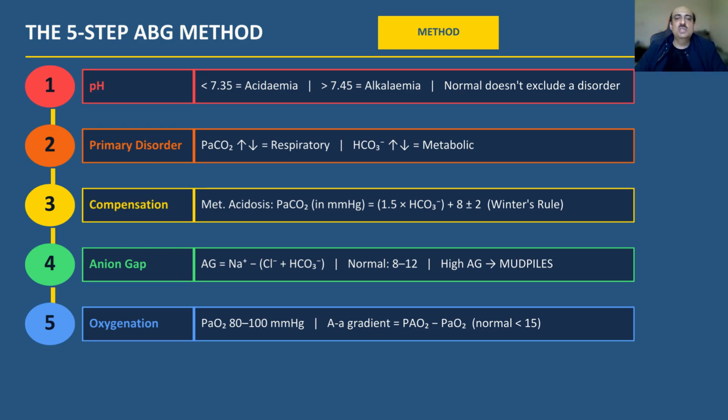Step number 5, oxygenation, should be 80 to 100 millimeters of mercury. You can calculate the alveolar arterial gradient, which is the AA gradient, which is partial pressure in alveoli minus partial pressure in arterial system. Normal should be less than 15.